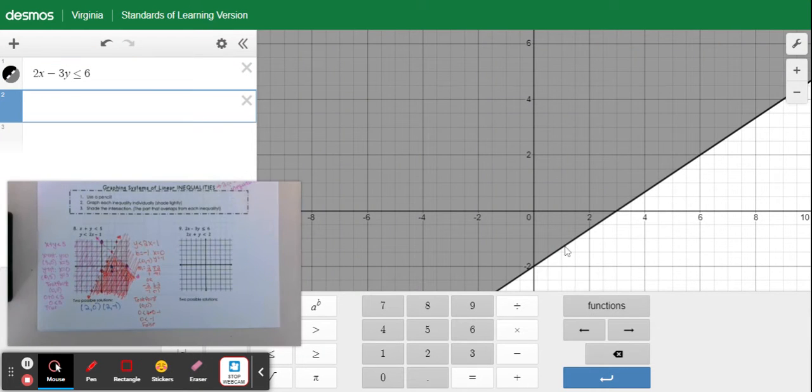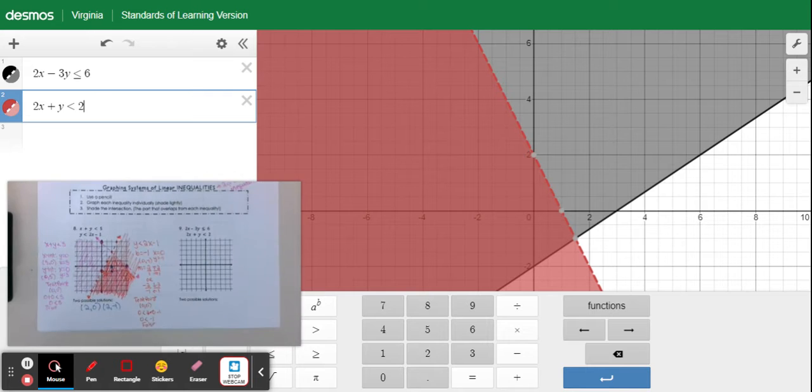Now I'm going to put in 2x plus y is less than 2. Alrighty. So now I can see that here is this particular inequality. It's a dotted line. So this particular point is not a solution to this inequality. Everything in the shaded region is a solution.